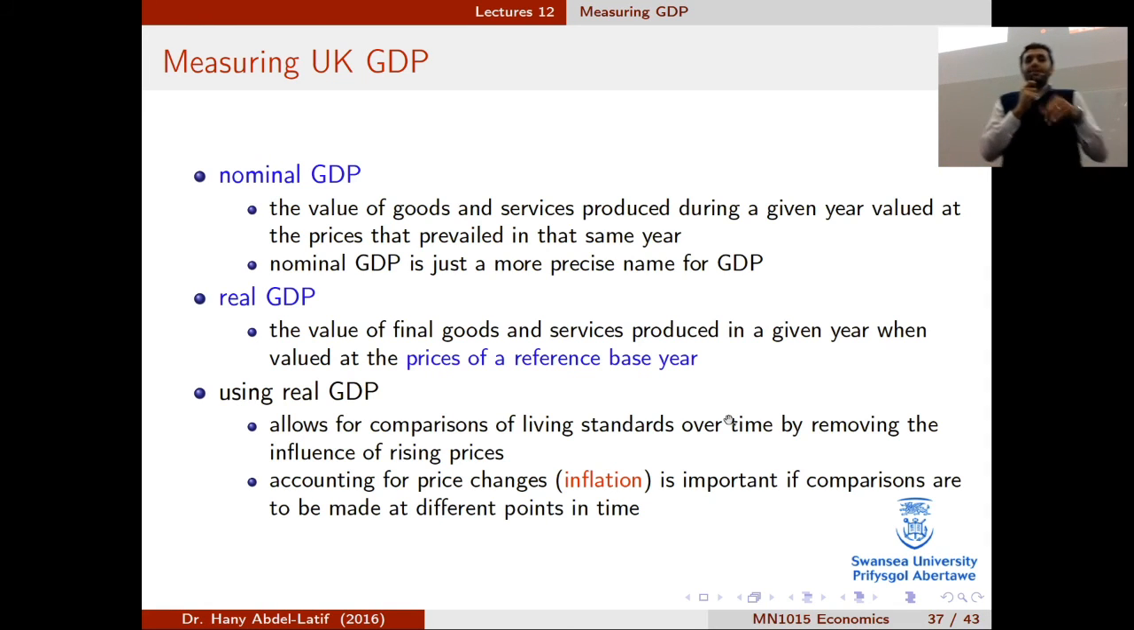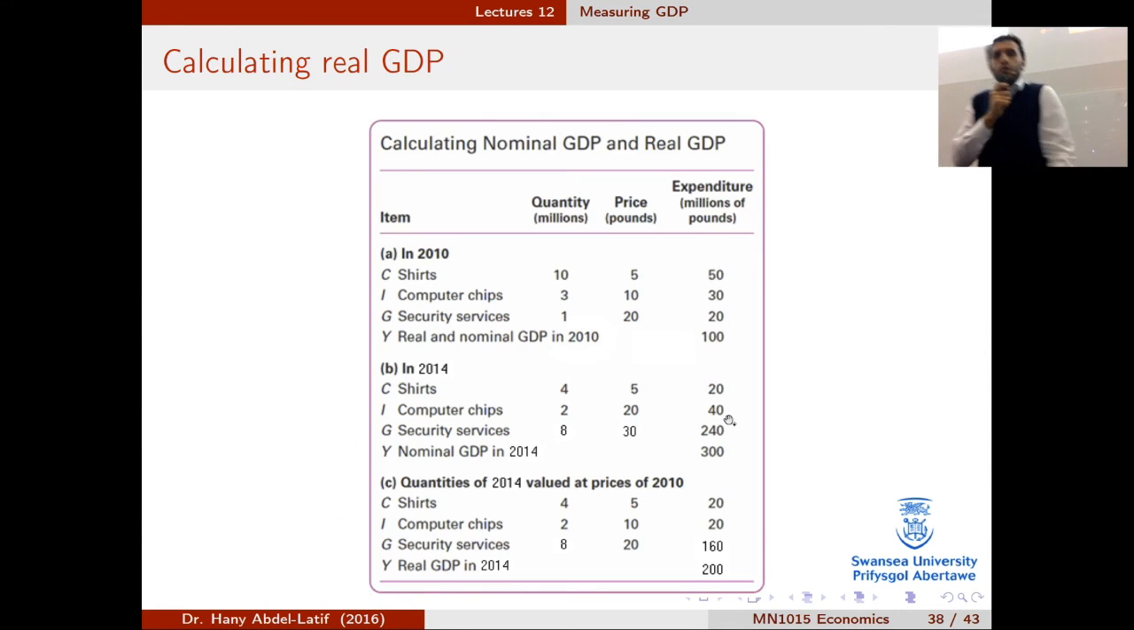Okay? So that is, in a very simple way, what real GDP is. We use the prices from a base year. So rather than looking at the nominal GDP, where each year we use the price from that year, we use the prices from a base year, and we don't change these prices. We see what happened to the GDP.